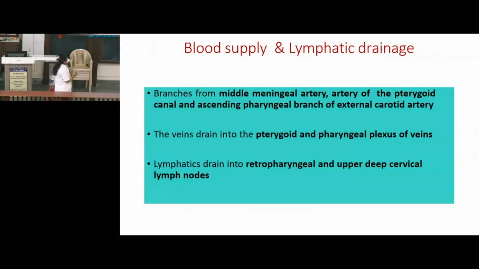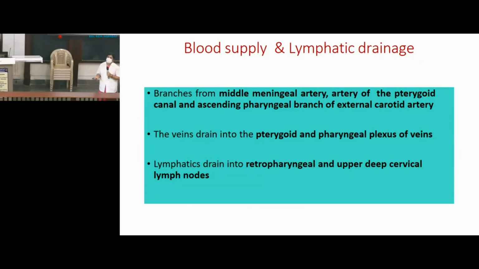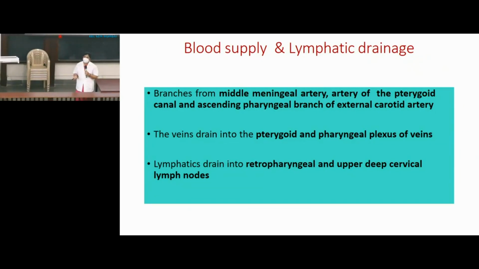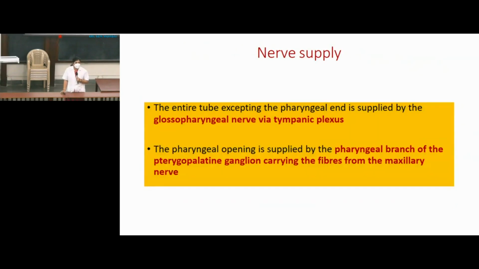Blood supply: branches of the middle meningeal artery, the artery of the pterygoid canal, and meningeal branches of the external carotid artery. Pterygoid and pharyngeal plexus of veins is the venous drainage, and the retropharyngeal group of lymph nodes will be draining the auditory tube. This is important. Nerve supply.